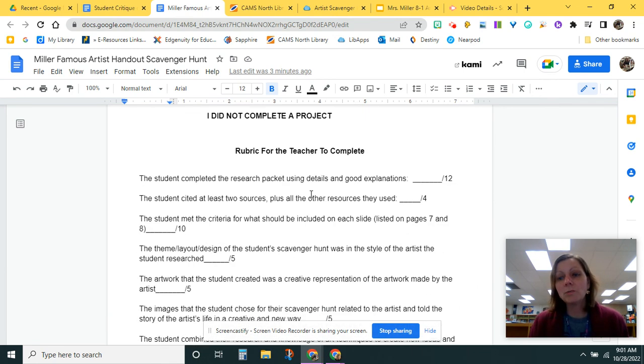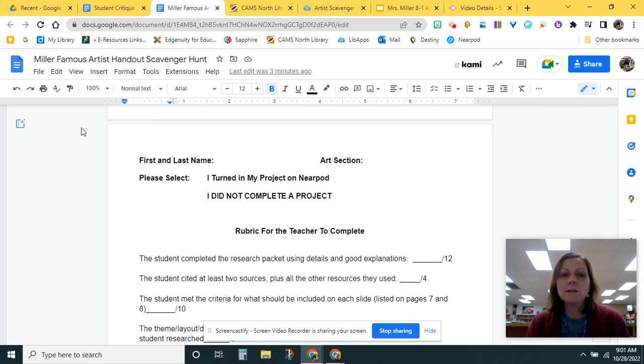So, and then here's your rubric. When you hand this in, please make sure you circled, I turned my project in on Nearpod, and if you didn't do the project, please put that, because I do look around for your projects to see maybe I missed it or something, or maybe there was a misunderstanding. You really did do the project, you just didn't hit send or something when you handed it in on Nearpod. That will greatly help me.